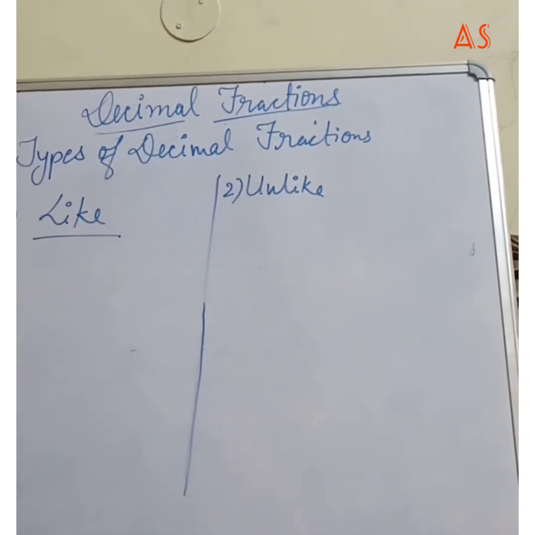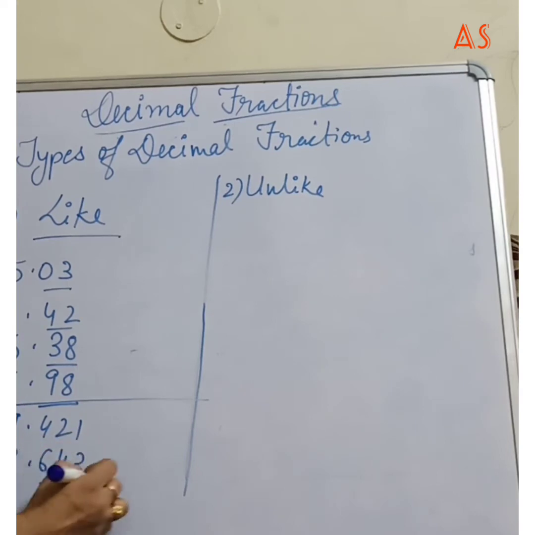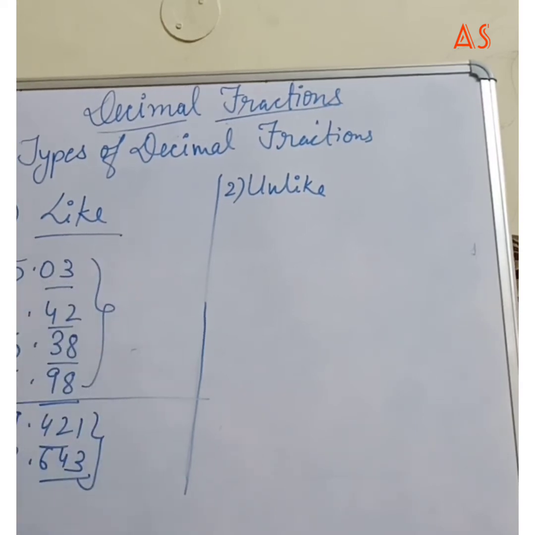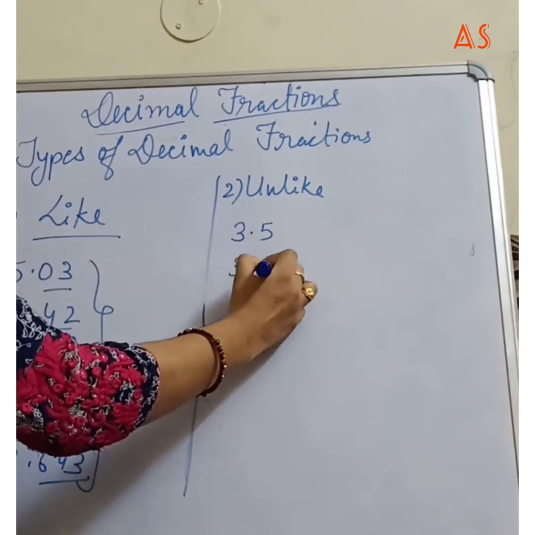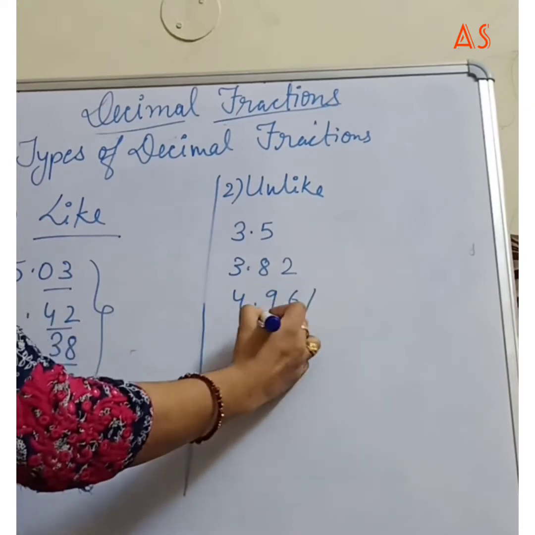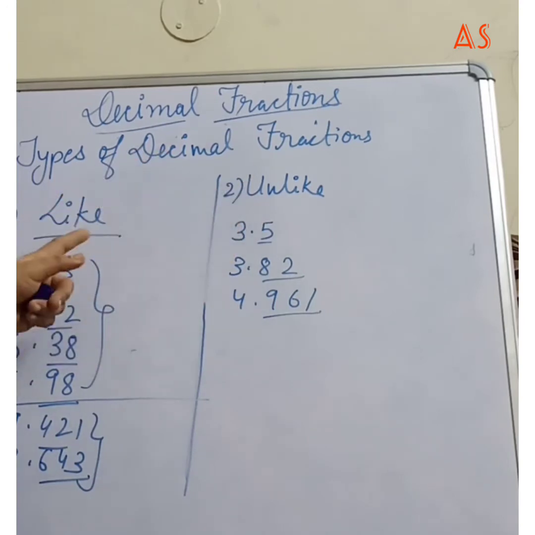For the like fraction, the number of decimal places after the decimal is the same. 9.42, 5.38, 6.98. You can see all have 2 places after the decimal. One more pair, 9.421 and 8.643, 3 places. These are also like decimal fractions. Unlike means different places after the decimal: 3.5, 3.82, 4.961. Here 3, here 2, here 1. So after the decimal, if your places are different, it is an unlike fraction. If places are the same, then it is a like fraction.